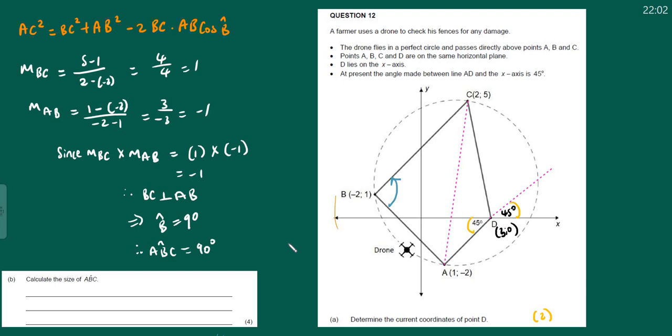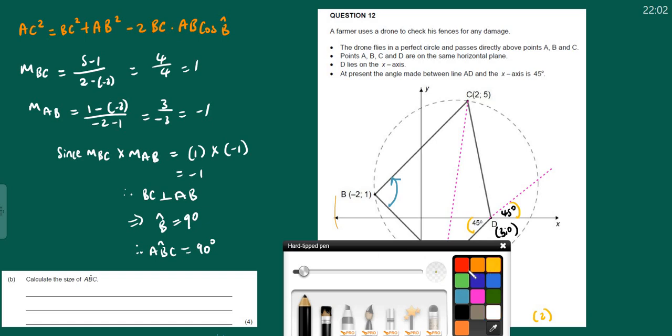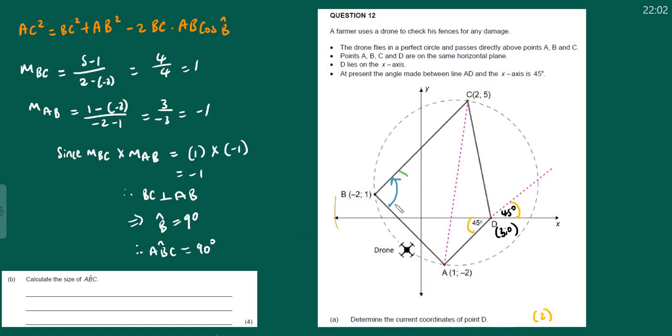Right. And if we're getting a 90 degree angle here, that means AC should be a diameter, because it's only a diameter which subtends a 90 degree angle on the circumference.